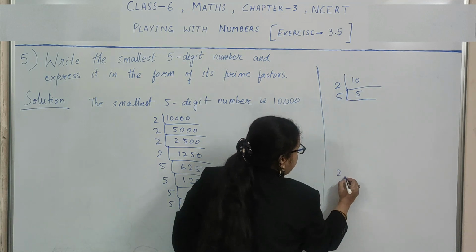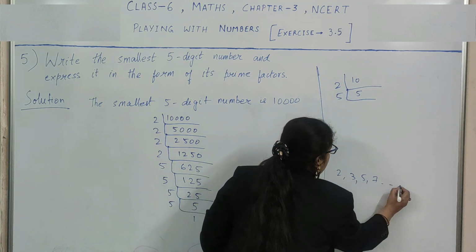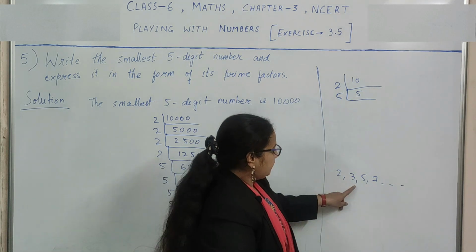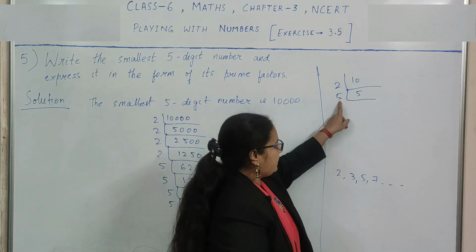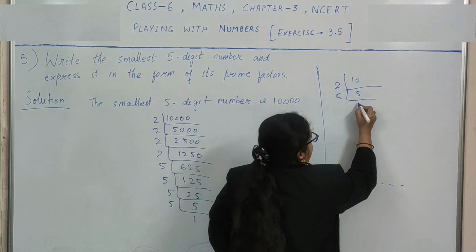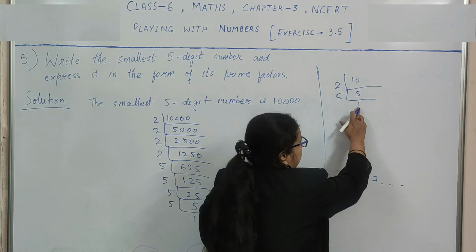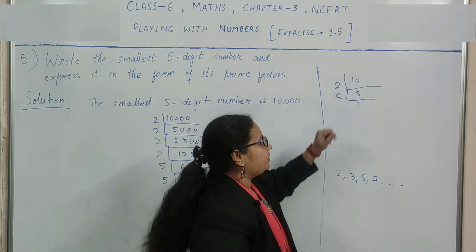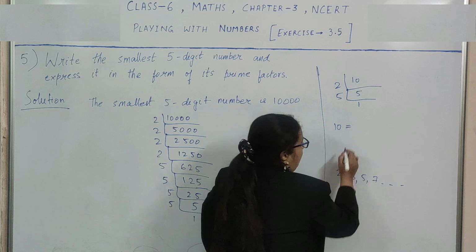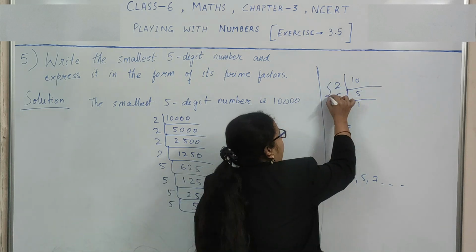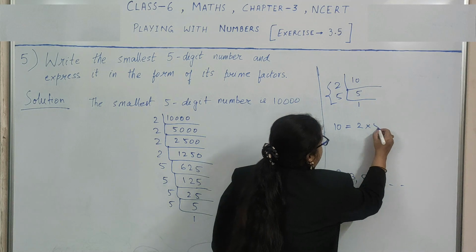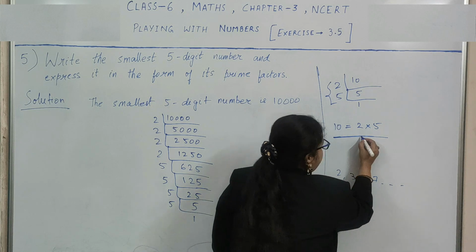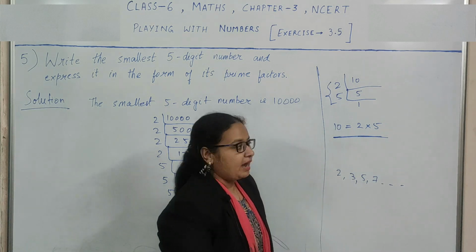See, the prime numbers are 2, 3, 5, 7 and so on. So we have to divide it by the prime factors. So it cannot be divided by 2, 3, this 5 will be divided by 5, right? So we will divide 5 one time. Now we have got the quotient 1. We will stop here. So 2 and 5 are the prime factors of 10, and how will 10 be expressed in the form of its prime factors? We have to multiply these two numbers, 2 and 5, 2 into 5. So this is the form where this number is expressed in the form of its prime factors.